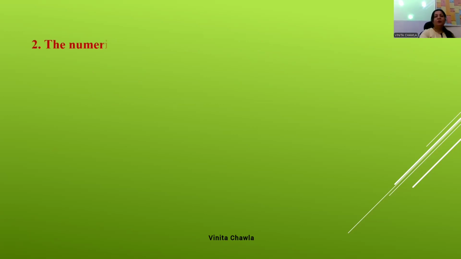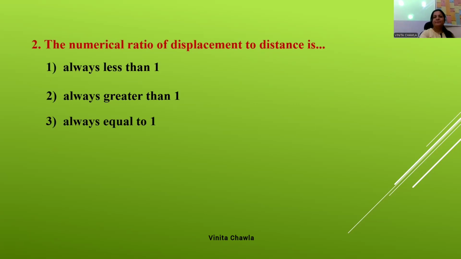Next, the numerical ratio of displacement to distance is, yes, maybe less than or equal to 1. Distance and displacement are equal when the object moves in a straight line, and in other cases, displacement is always smaller than distance.